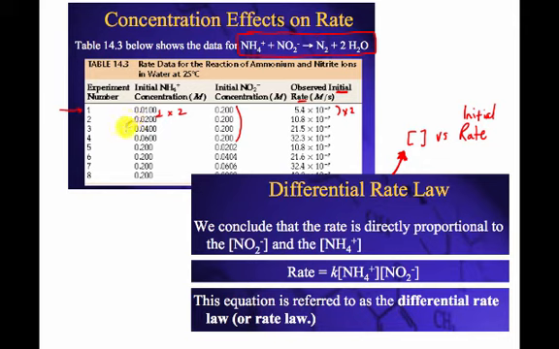I then do the next reaction. I go from 0.02 to 0.04. Again, I doubled the concentration. What happened to my rate? Again, my rate went through a doubling effect. All right, so we can be pretty confident that whatever I do to this, the rate is going to follow the same pattern. If I double this, it's going to double. If I tripled it, this should triple.